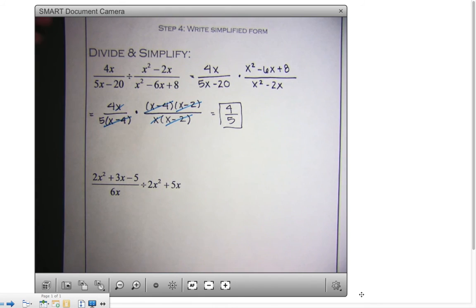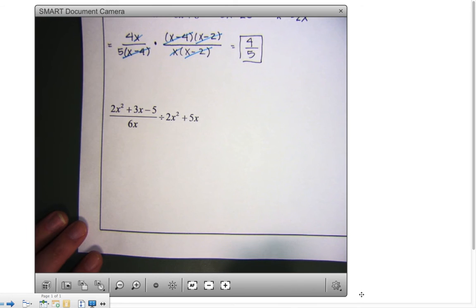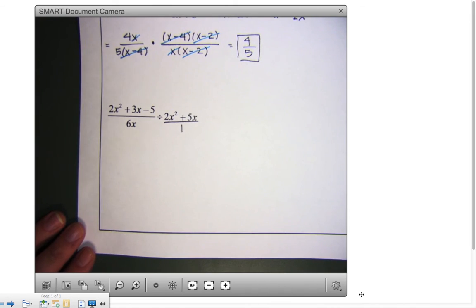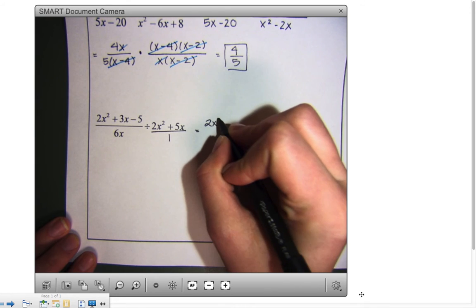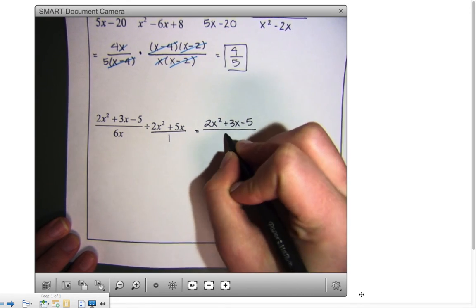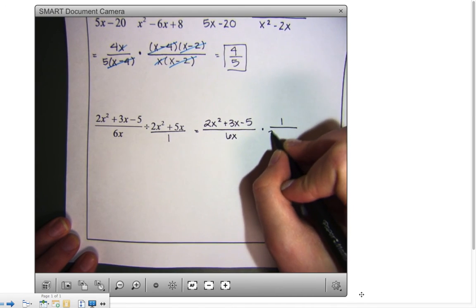This last one I wanted to throw out there because the second one doesn't have anything in the numerator. So don't let that confuse you. If you want to just write it over 1 so it looks like a fraction, do that if that helps you. So again, start by rewriting it as multiplying by the reciprocal. So never change your first fraction, but the second one is the reciprocal.